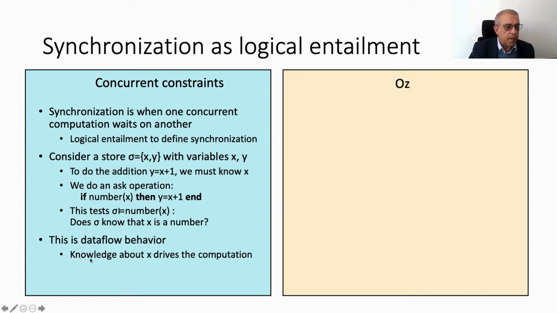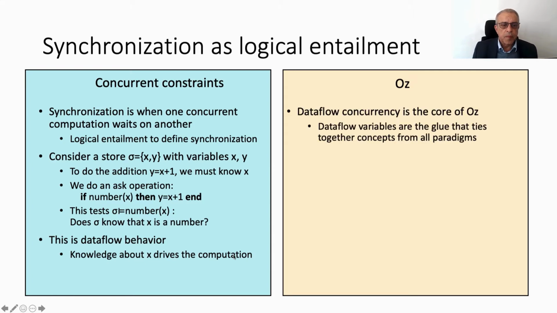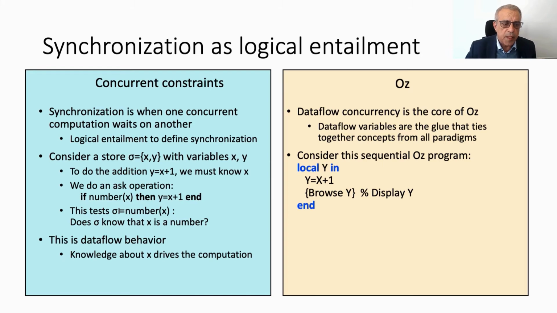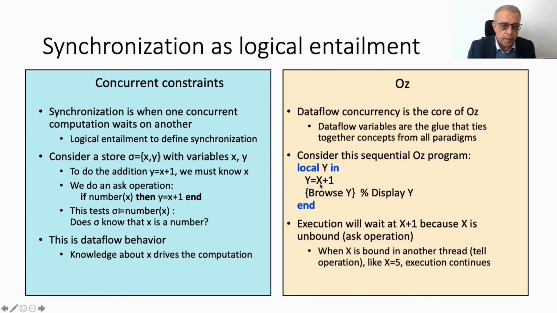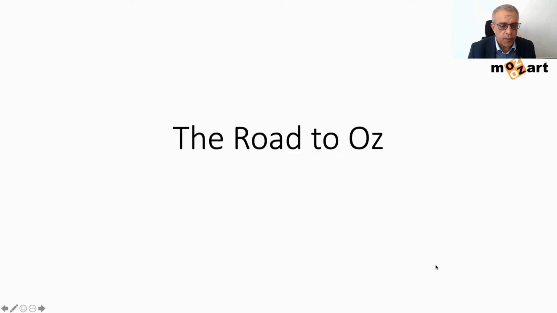So this is a data flow behavior. Knowledge about x drives the computation. That is a very important concept in Oz, because data flow concurrency is the core of Oz, and data flow variables are the glue that ties together concepts from all paradigms. Consider this sequential Oz program. This is a sequential Oz program because in Oz, execution is sequential unless it is created in a thread. And Oz supports lightweight threads. So here's a thread. This is a sequential execution. We introduce the variable y, and y wants to do an addition on x. And this computation will suspend because x is unbound, and because of this ask operation. When x is bound by another thread, the tell operation, like x equal 5, then the computation continues.